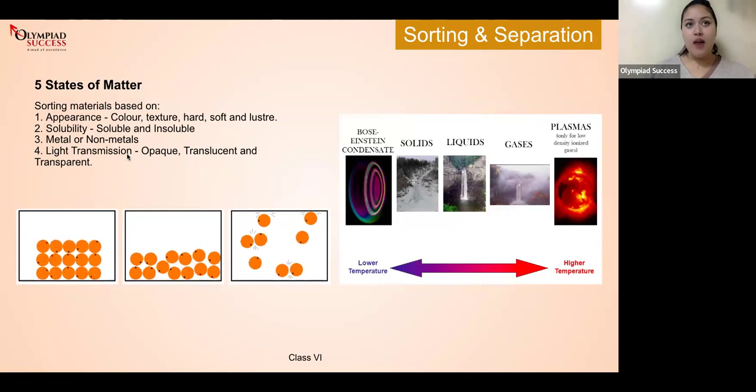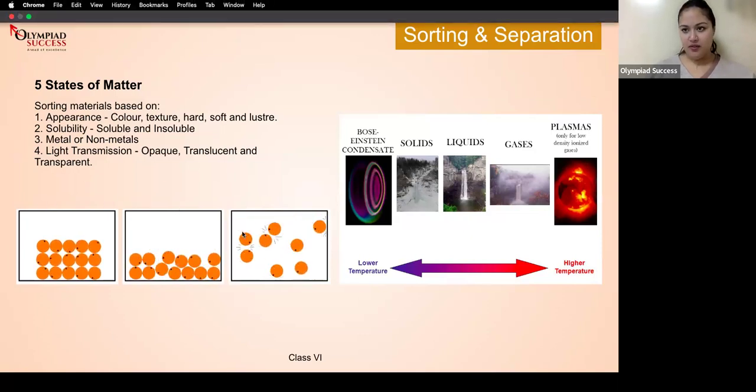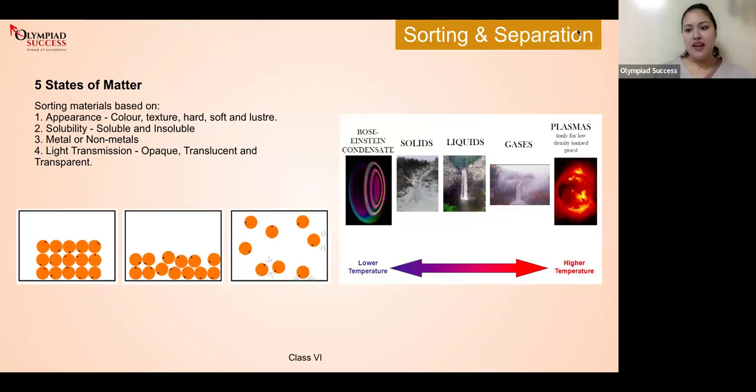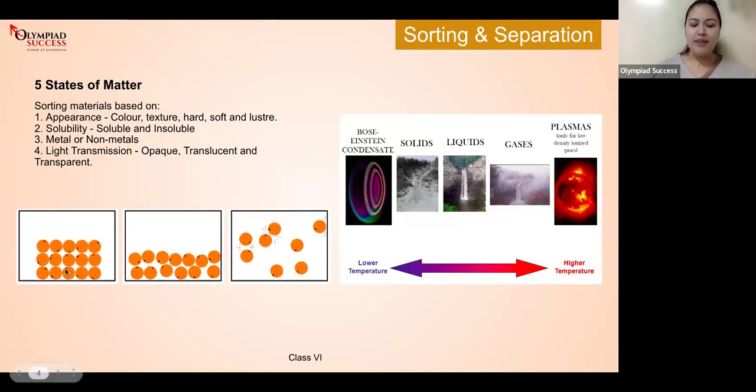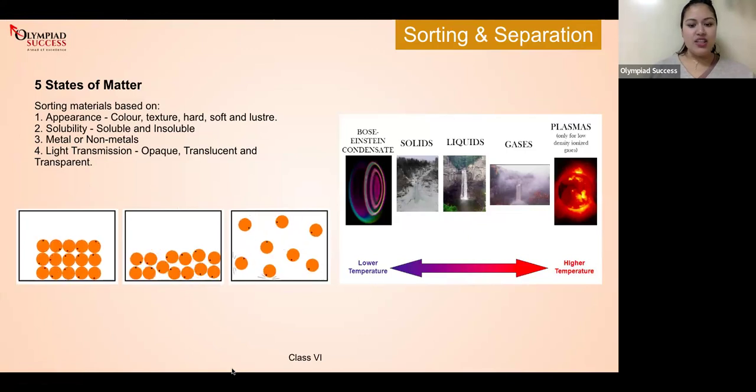Then depending upon how much light passes through any material, we have opaque, translucent, and transparent. We'll talk about each one of them in a little while. Now these are the five states of matter that we have. So solid, liquid, gas, everybody knows, right? Solids like this, there is no intermolecular space between the atoms. All right. And if you see here, the atoms are moving a little bit, right? They are vibrating. Why are they vibrating? Because each and every atom has some kind of kinetic energy in them.